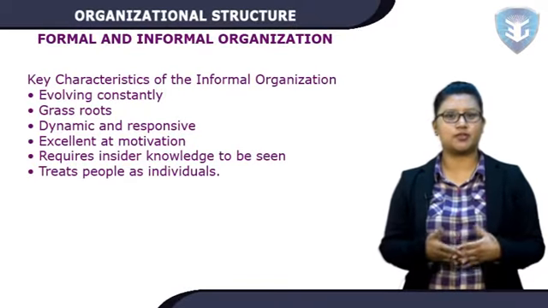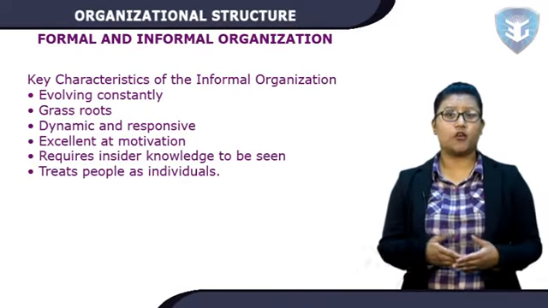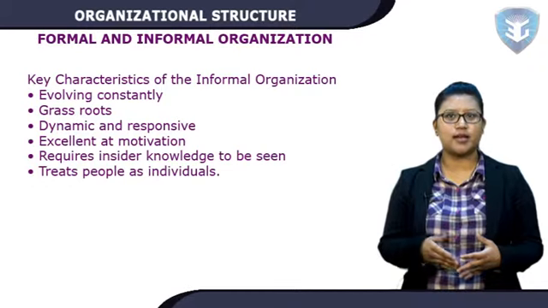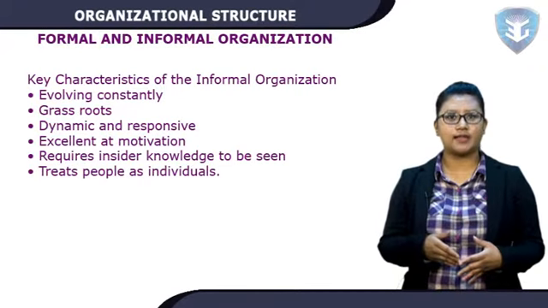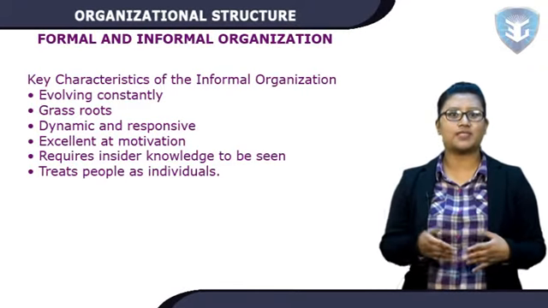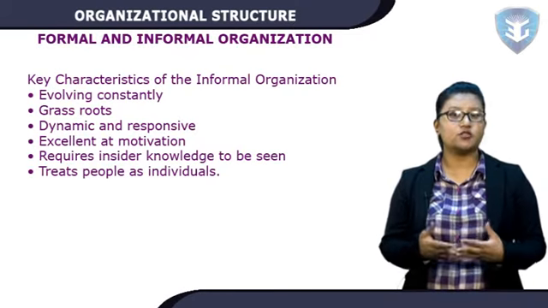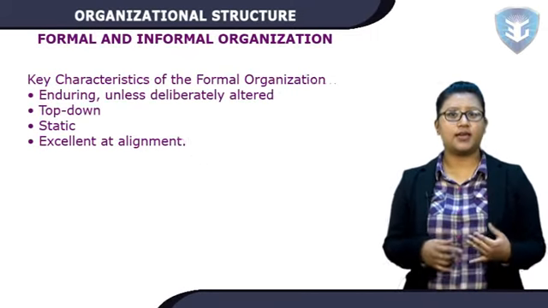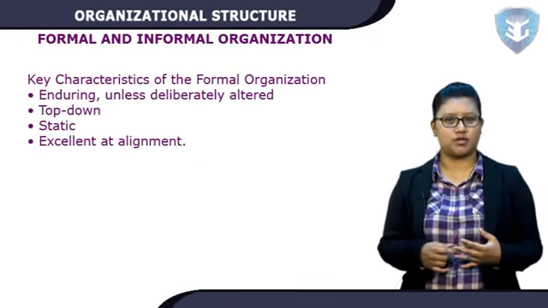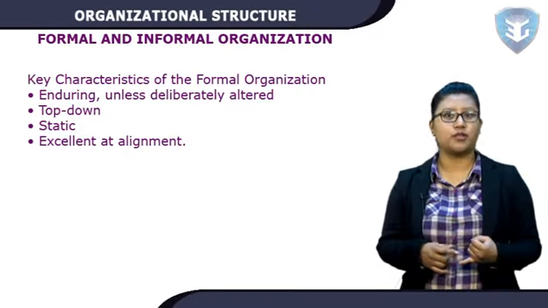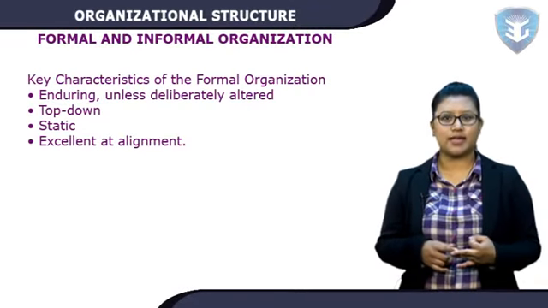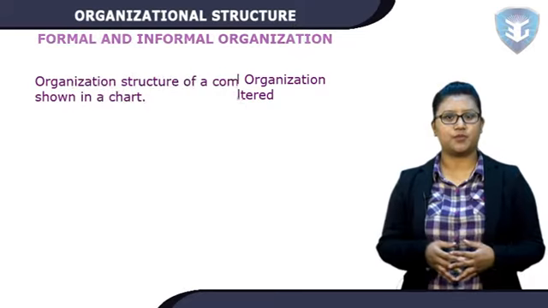Key characteristics of the informal organization: evolving constantly, grassroots, dynamic and responsive, excellent at motivation, requires insider knowledge to be seen, treats people as individuals. Key characteristics of the formal organization: enduring unless deliberately altered, top-down, static, excellent at alignment.